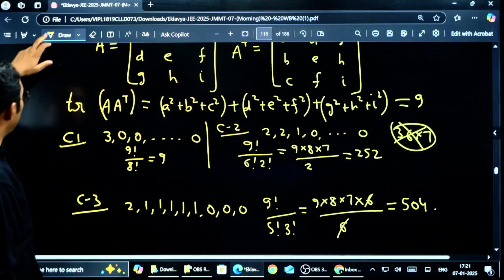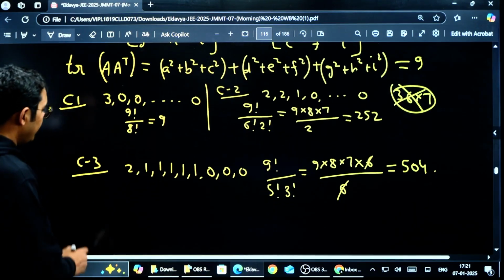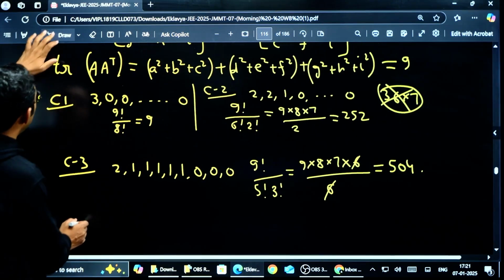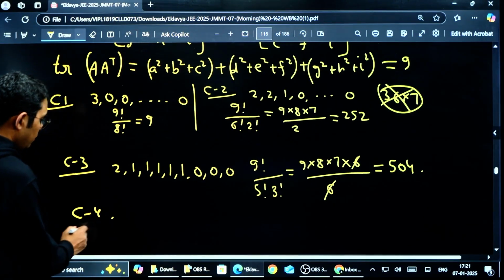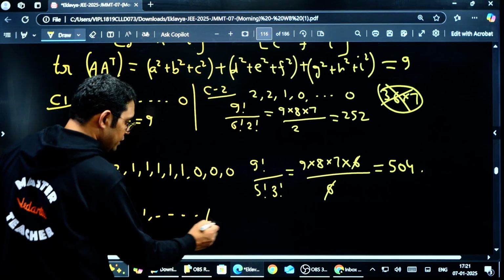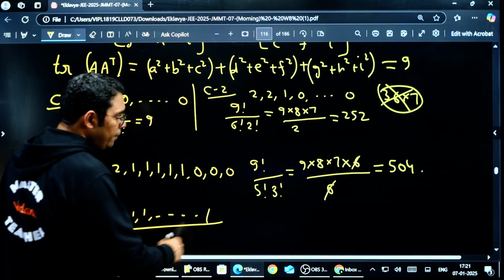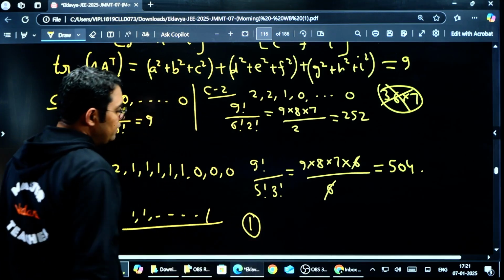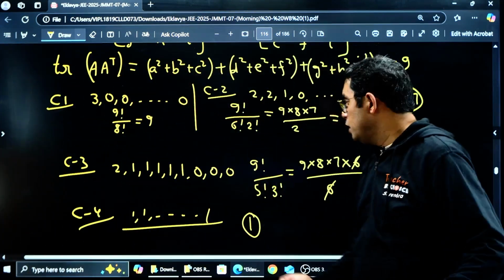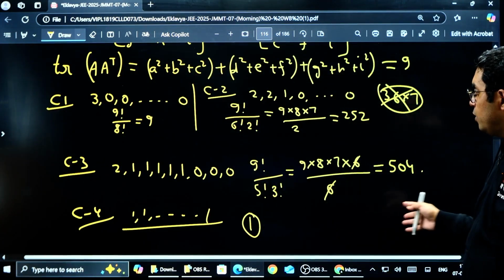I think there is one more case possible, when we are not taking any 2, we are taking only 1, 1, 1, 1, 1, 1, 1, all ones. Then also the sum of squares will be 9, and that is just one case, because there is no permutation possible other than that, all 1s.